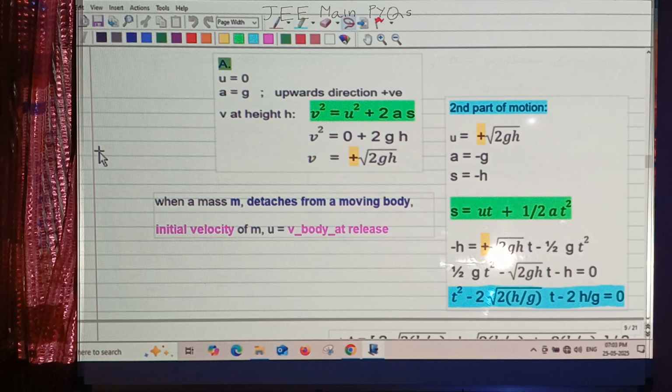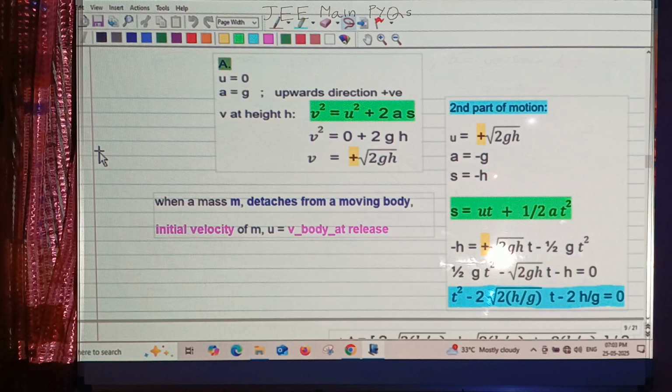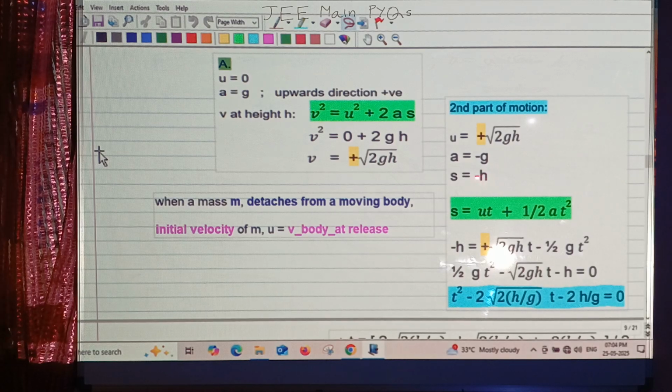So v is plus. For this motion of the packet, the initial velocity of the packet will be the same as the velocity of the helicopter when it is dropped. So it will be plus root 2gh. And the acceleration of this packet is due to gravity, which is downwards, so it's minus g. And the displacement is minus h, if I choose the origin as the point at which the packet is released. So putting displacement as minus h, initial velocity as root 2gh and a as minus g, we get the quadratic equation in time.